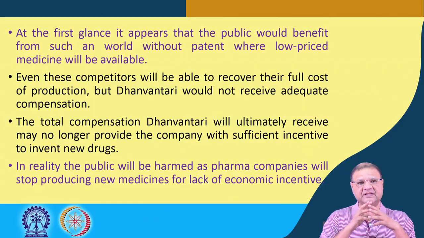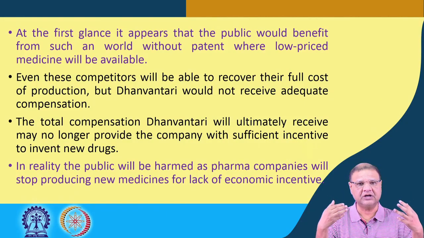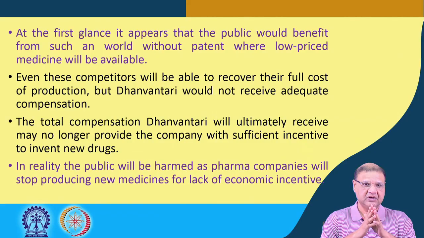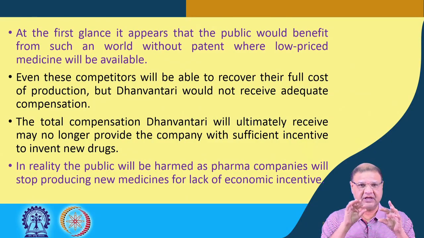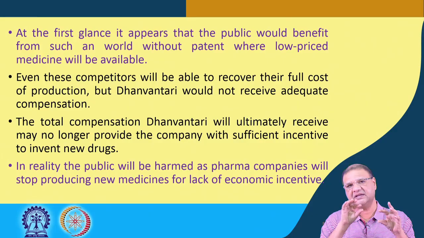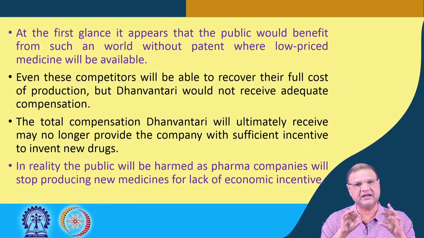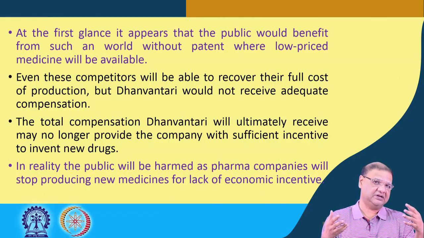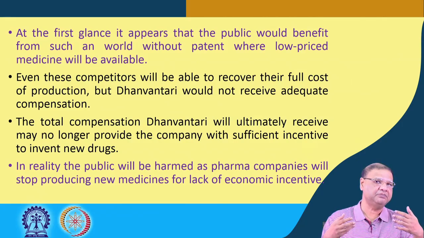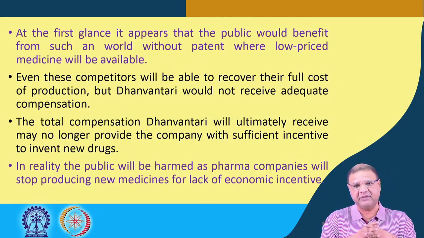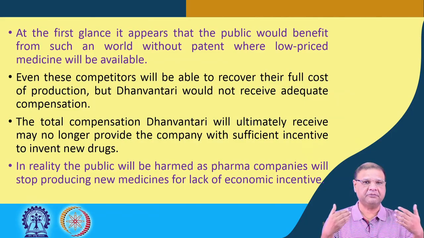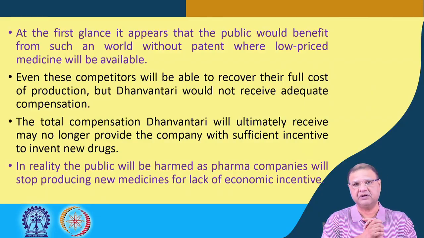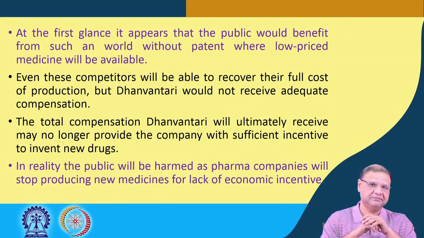But what would happen? There is a long-run effect on the market. We have seen that since there is a patent system, Dhanvantari thought that there would be a kind of protection for its medicine. Because this is a world without patent, Dhanvantari thought that some kind of mechanism would be there to prevent others from making it. And because of that, keeping in mind future profit, Dhanvantari invested 150 crore for the purpose of drug discovery.